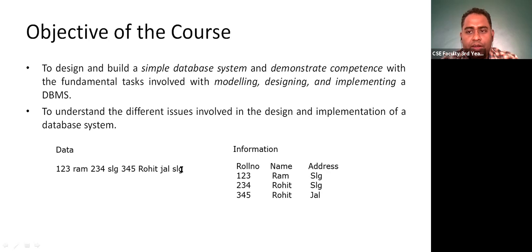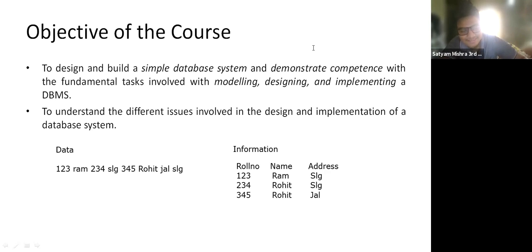So what is data? Data are basically the raw facts and figures. And what is information? Information is basically a processed form of data. So what I did, I processed this data, and then I found out this information. Is it clear? Will you forget this example? No, sir. Okay.